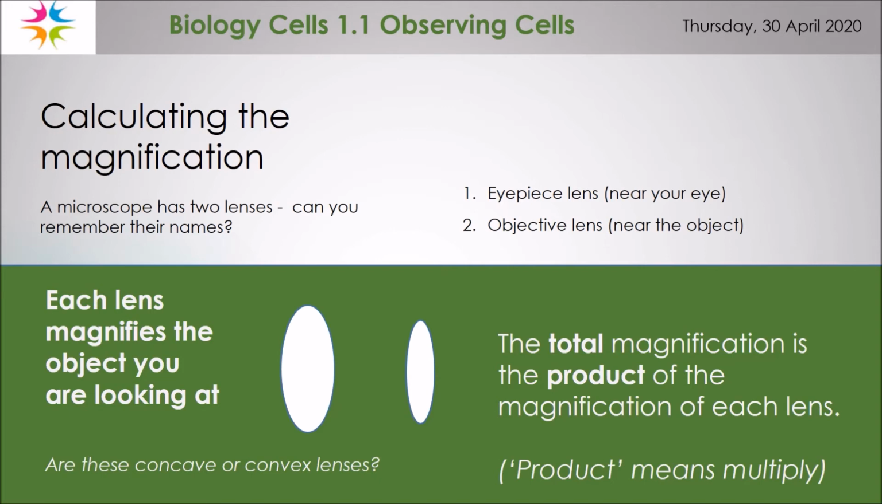Each lens magnifies the object you're looking at. That big lens that I drew there magnifies it more, and the little lens magnifies it less. But the total magnification of both lenses is the product of the magnification of each lens. Product means multiply. There's a question there that says, are these concave or convex lenses? I'm going to give you a minute to think about it, and then tell you that they are convex.